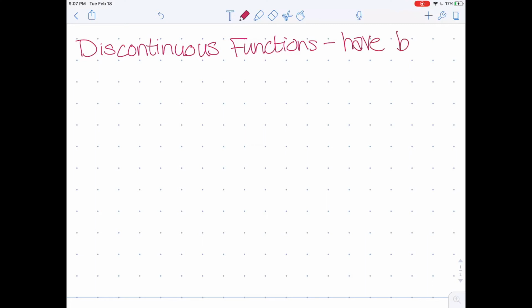Okay, so now we're going to start talking a little bit about asymptotes. And to do that, we need to talk about discontinuous functions. So let's write this down. Discontinuous functions. And these are functions that have a break or a jump in the graph. So it's not one straight line. It's like two different pieces of line, or maybe more than two in some cases. So have a break or jump in the graph.